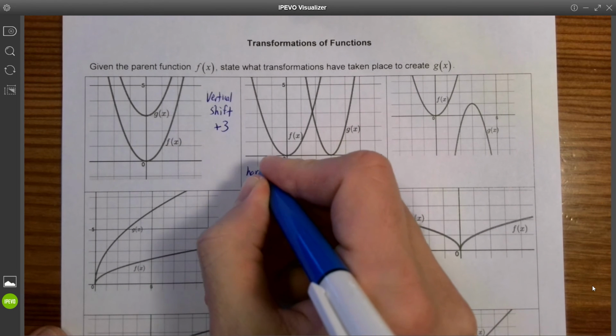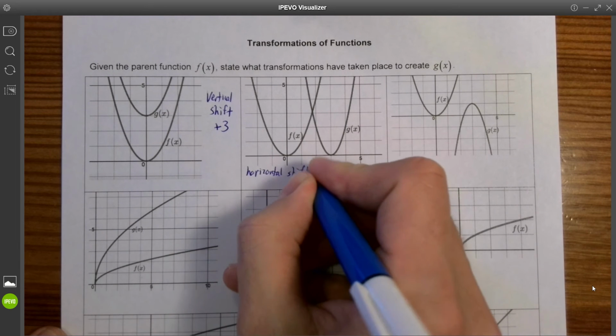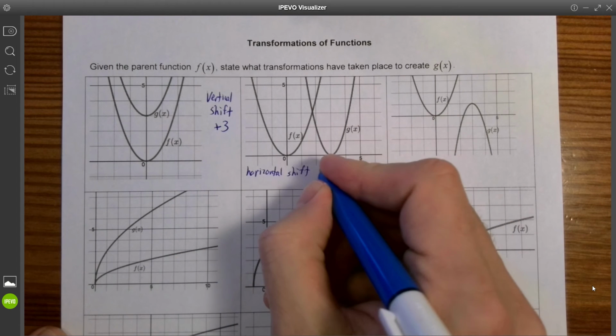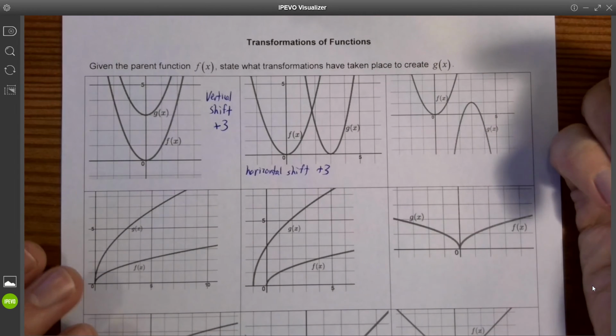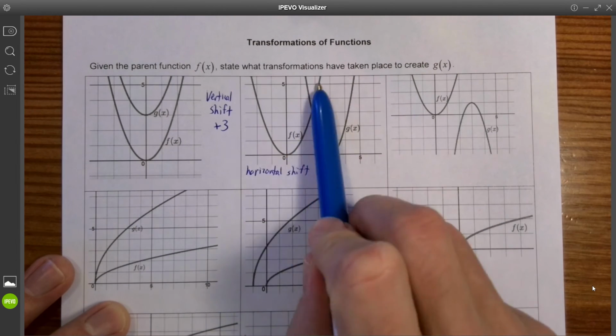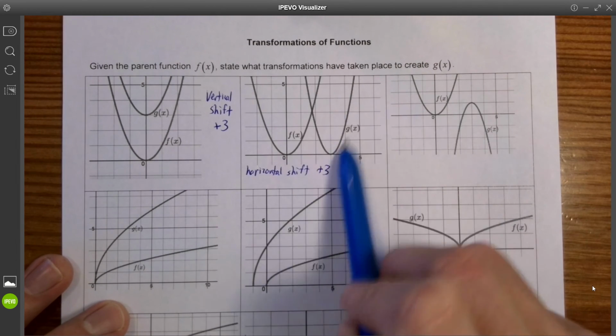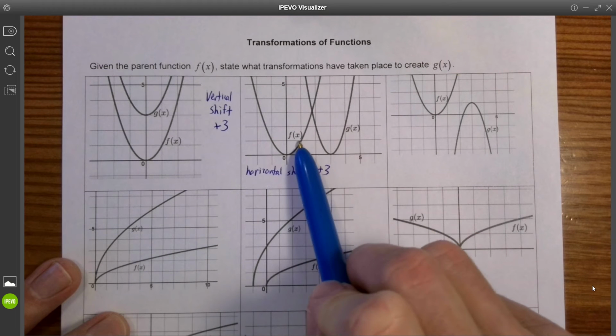So horizontal shift of 3, and I'm going to say that's positive 3. And actually, even though it might look like that's the only thing that happened, it's not. There's one other really obscure thing that happened, and it has to do with looking at the skinniness, narrowness, or wideness of these parabolas. So here's the original, here's the parent function, and then here's the other one. Is this skinnier, or is it wider, or is it the same as the parent?